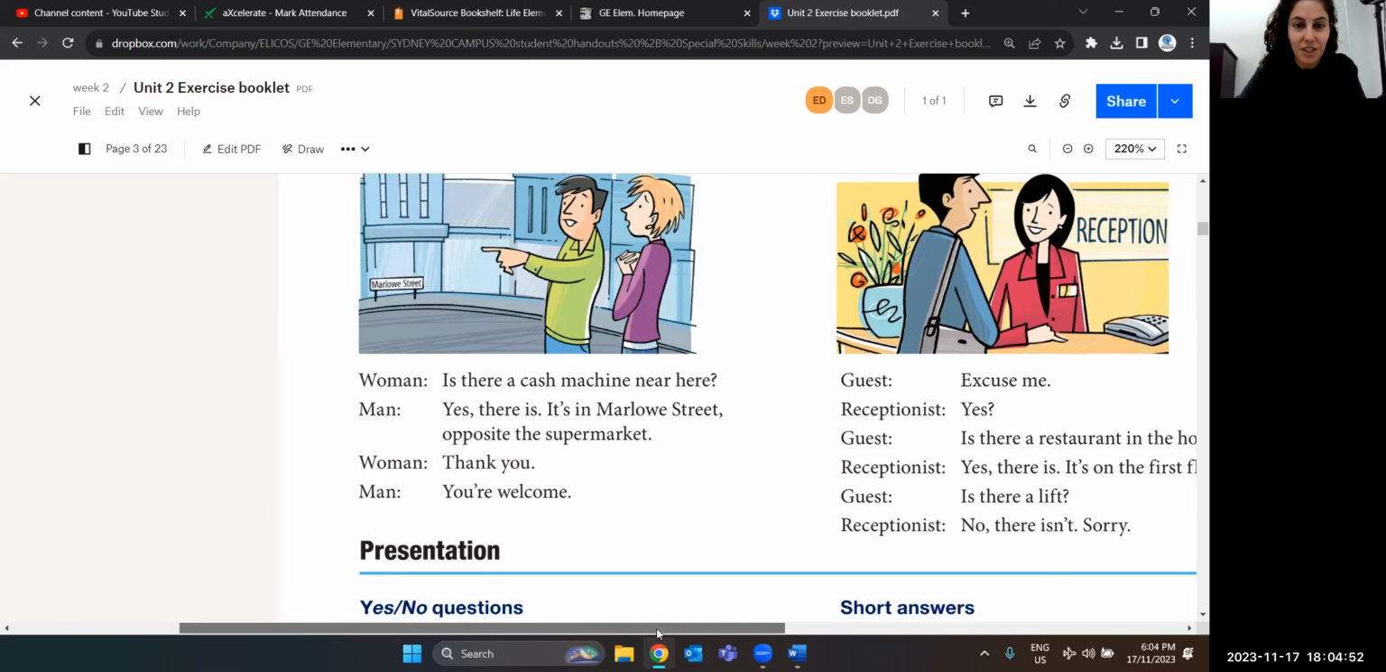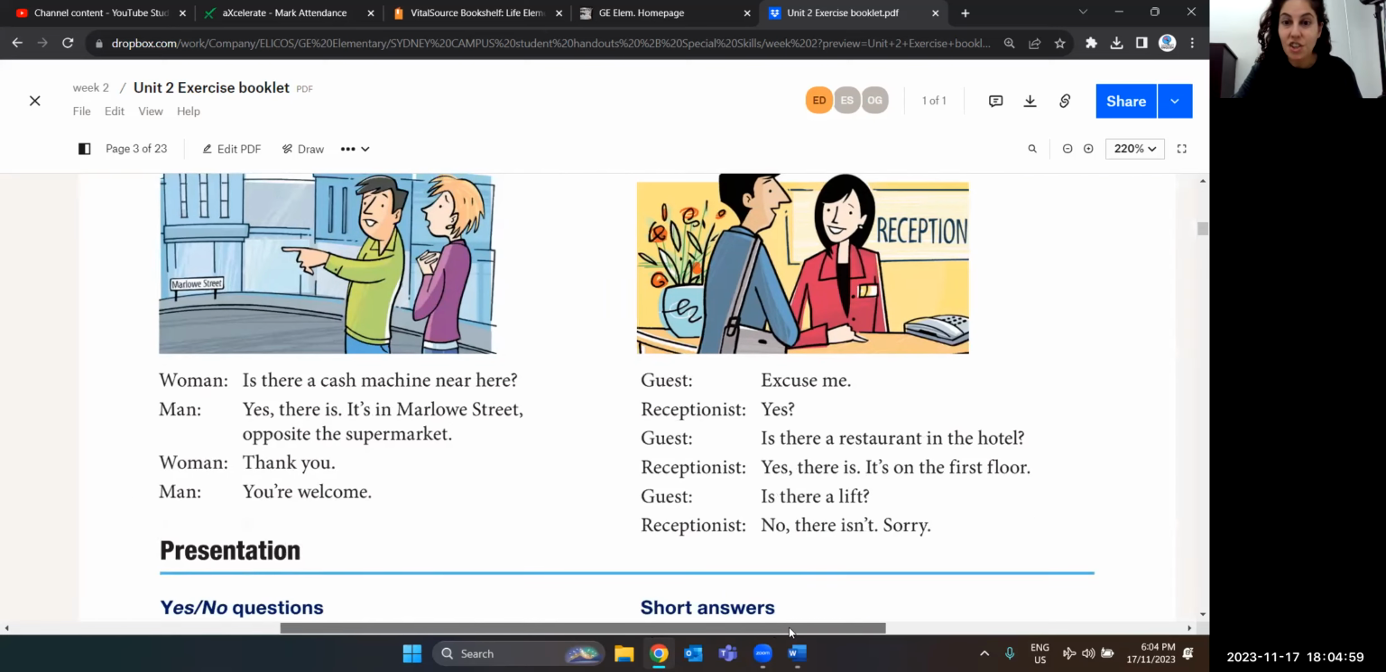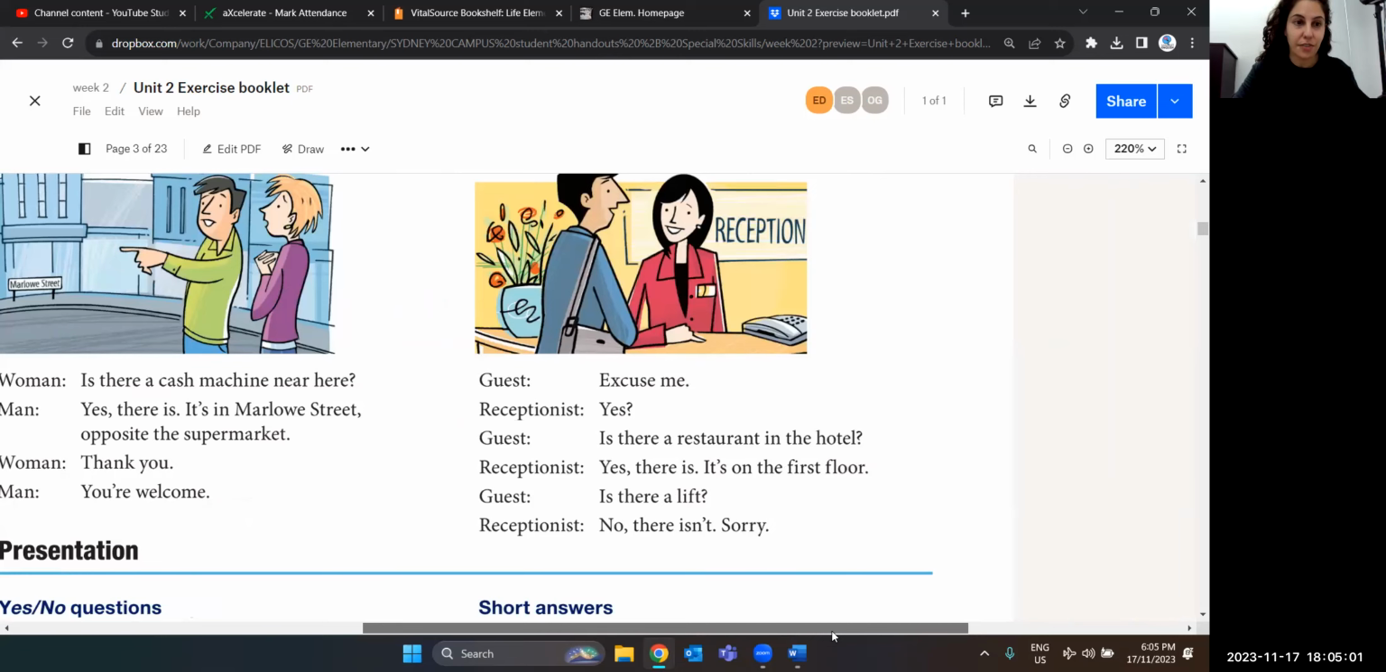Okay, yes, so a cash machine opposite the supermarket. There is a cash machine opposite a supermarket. So now she knows where to go to find the cash machine. Okay, guest will be Brian, and receptionist will be Shirley. Excuse me. Okay. Shirley for receptionist.